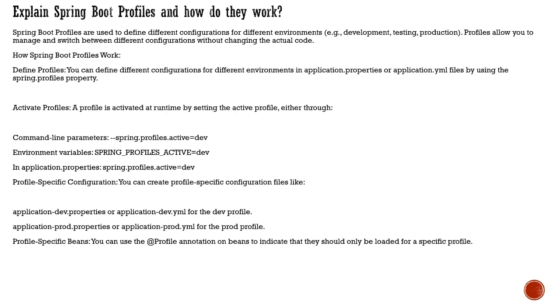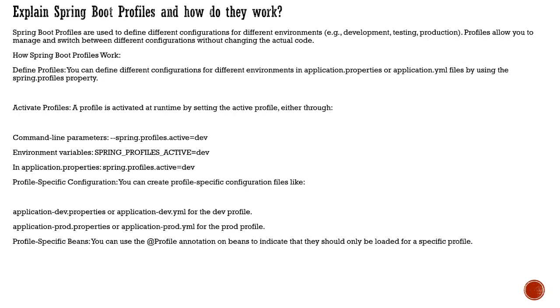Now, when you define different configurations for different environments, let's say in a properties file or a YML file, we use Spring profiles. That's how we define it. Now, how do we activate it? At runtime we can set the active profile using the command line, with the hyphen Spring profiles active dev argument. In the environment variable, you can use SPRING_PROFILES_ACTIVE dev. In the properties file, you can add spring.profiles.active=dev.